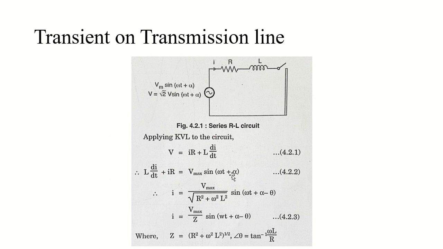Now what do we want? We have to calculate the fault current. So we will come here and we will make I the subject. When we make I the subject, my formula will look something like this. I is equal to Vm under root of R square plus omega square L square, which is nothing but my impedance, the line impedance, into sin(omega t plus alpha minus theta).